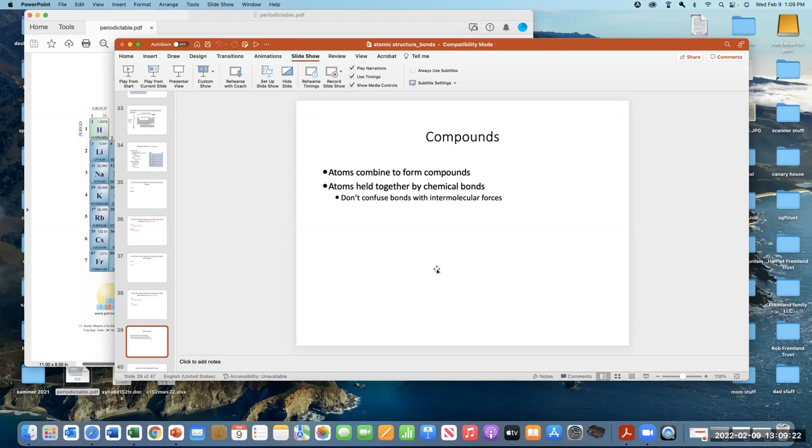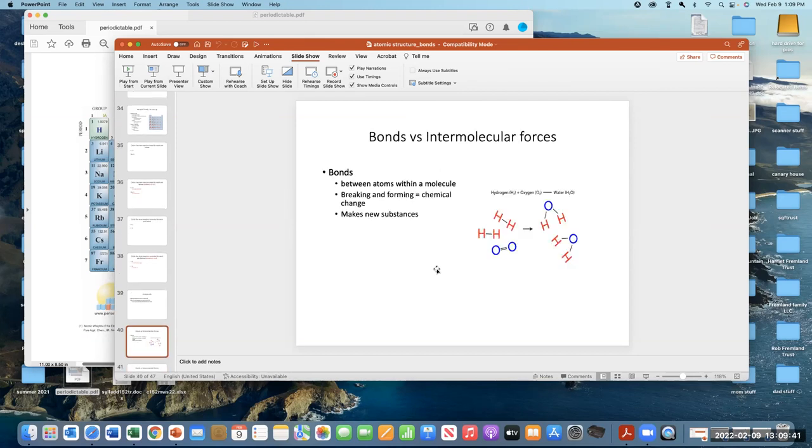All right. Now, atoms combine to form compounds, and we talked about what compounds are before, and they're held together by chemical bonds. Very important, this is another place where people use terms interchangeably, but they actually don't mean the same thing. So you don't want to confuse chemical bonds with what are called intermolecular forces. All right, so a bond is between atoms within a molecule, and if you break and form them, it's a chemical change. All right, and you're making new stuff.